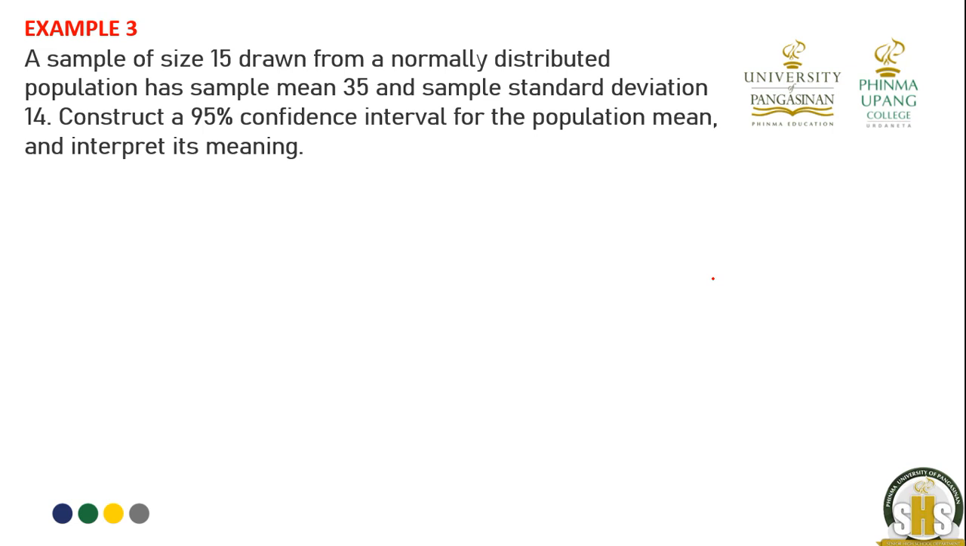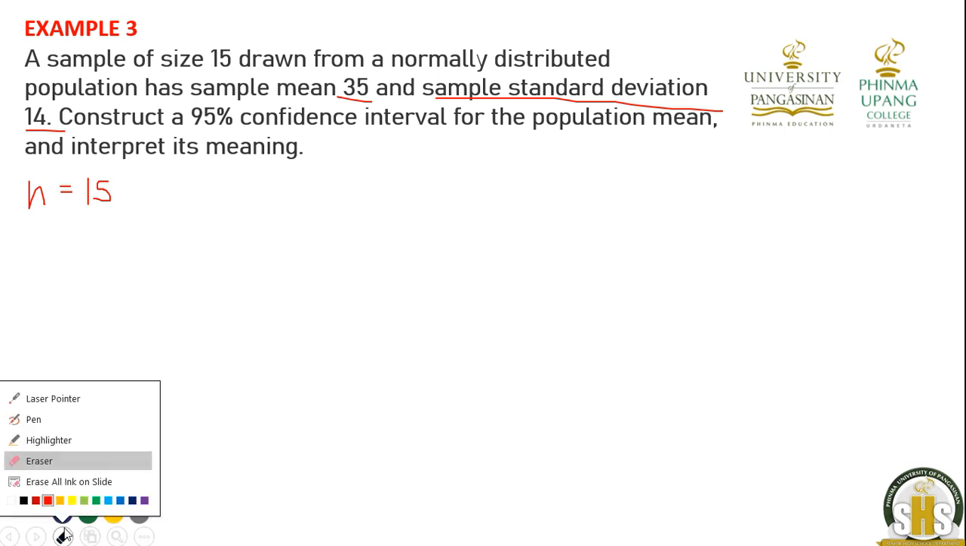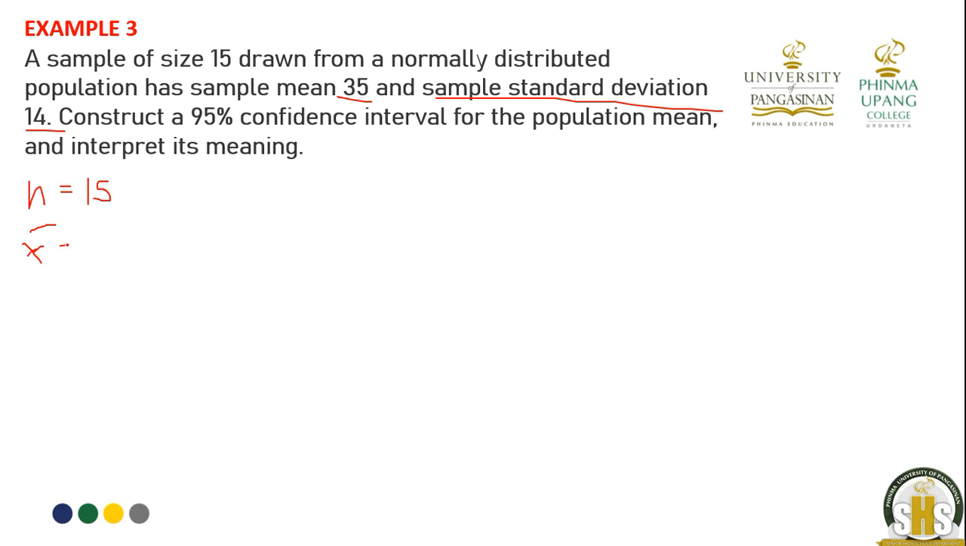A sample size of 15 drawn from a normally distributed population has sample mean of 35. The sample standard deviation is 14. Construct a 95% confidence interval for the population mean and interpret its meaning. So we have the sample size, n is equal to 15, and sample mean is 35, and the sample standard deviation is 14.